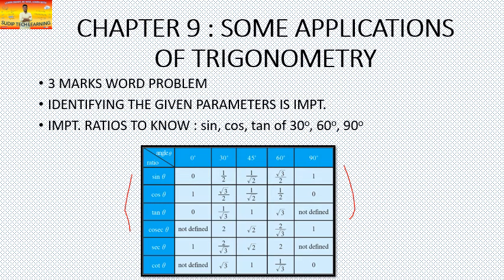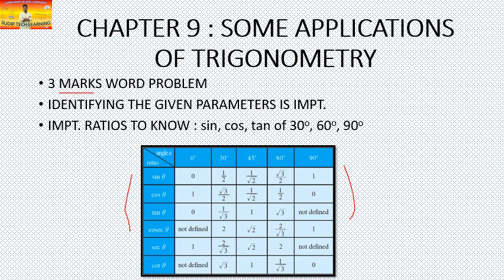Again I'm telling you, there are many students who leave the trigonometry chapter, both the chapters of trigonometry. I'm telling you, don't leave it, because this is very scoring. Only thing you have to do is study this table. Okay, if you are studying this table, everything else is very easy for you. Okay, what comes in this chapter is a 3 marks word problem.